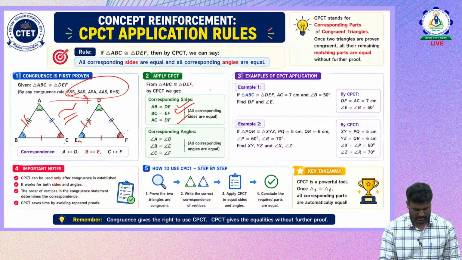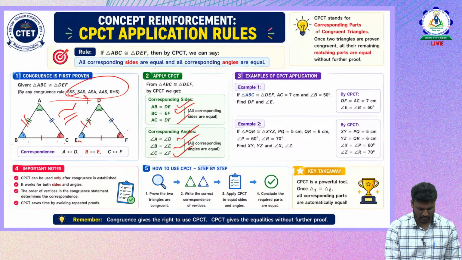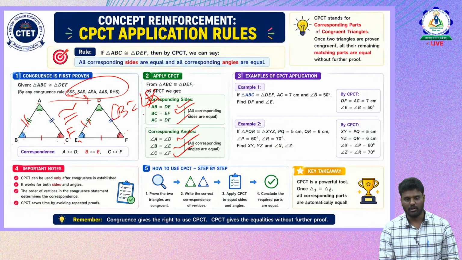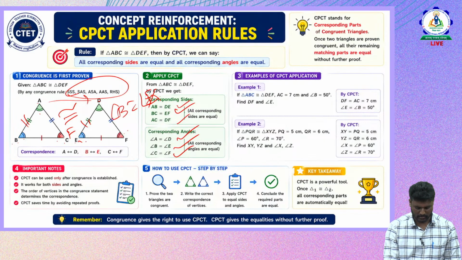Let us see the corresponding angles. Angle A is equal to angle D, angle B is equal to angle E, angle C is equal to angle F. So even the corresponding angles are equal. Suppose angle B and angle F were corresponding; can we say that angle B is equal to angle E? No, we cannot say that. In this case it would be wrong. So it should be angle E only.